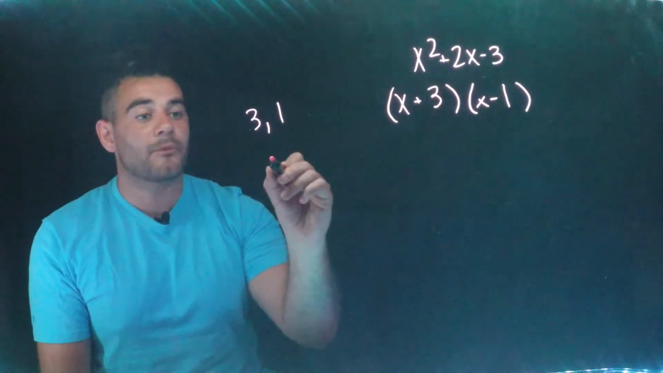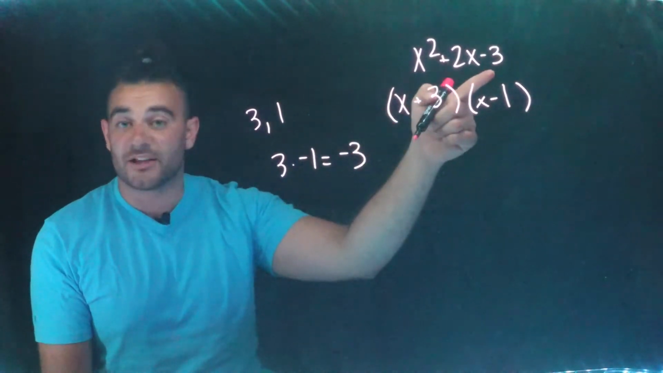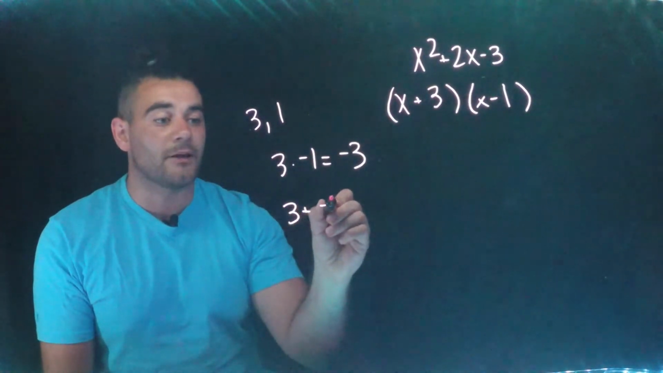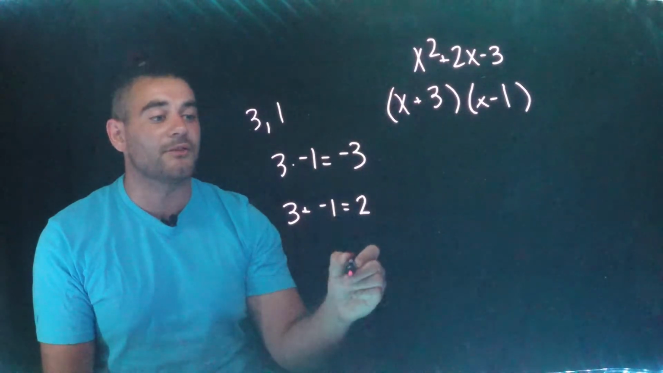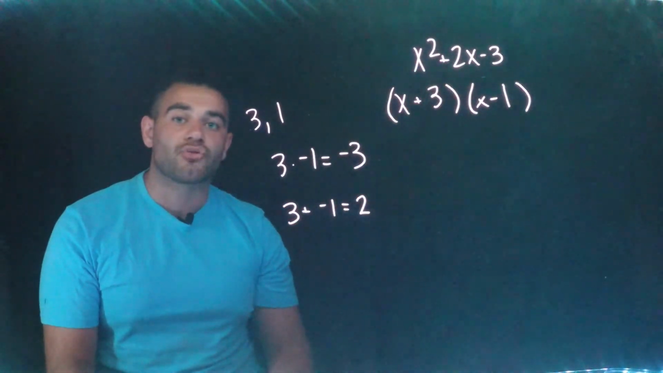Now we see 3 times -1 gives us -3, that's your C value, and 3 plus -1 gives you 2, positive 2. That's your B value. And that's how you factor a trinomial.